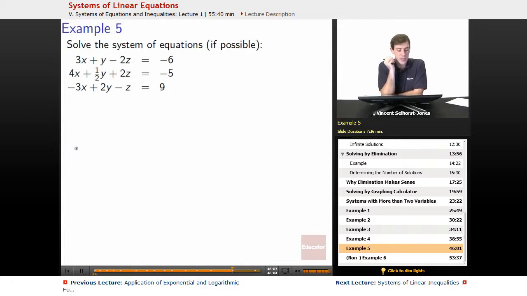Example 5, solve the system of equations if possible. 3x plus y minus 2z equals negative 6, 4x plus 1/2 y plus 2z equals negative 5, and negative 3x plus 2y minus z equals 9.